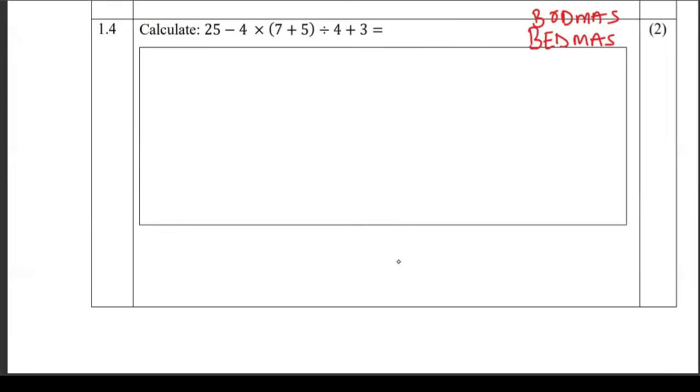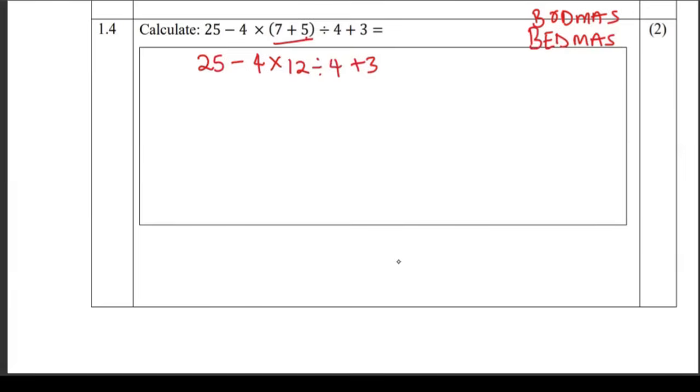So we have a bracket here. We're going to start with this bracket before we can do anything. So I'll rewrite the 25 minus, I have 4 times, I know this is 7 plus 5 gives me a 12, divided by 4, plus a 3.